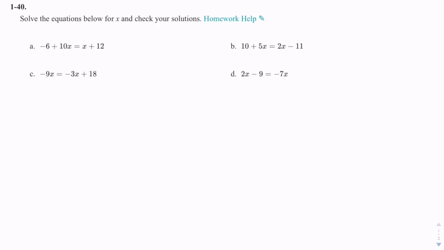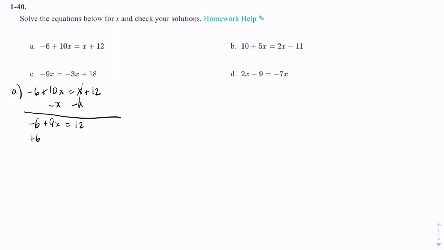For 40, they want us to solve equations, so let's just start. For A, I have -6 plus 10x equals x plus 12. I'm going to subtract x from both sides, right? And I'll get -6 plus 9x (10x minus 1x) equals 12, since the x terms on the right cancel.